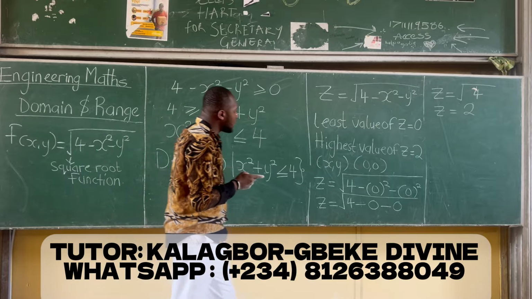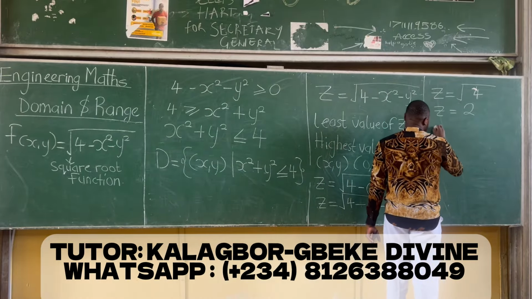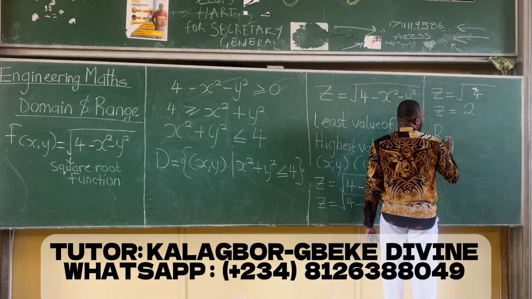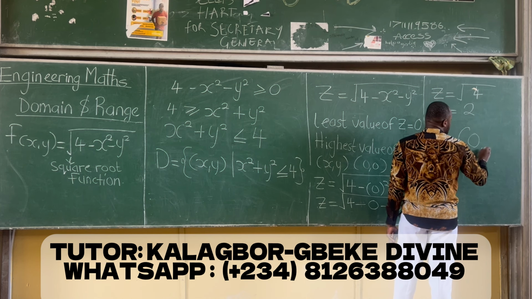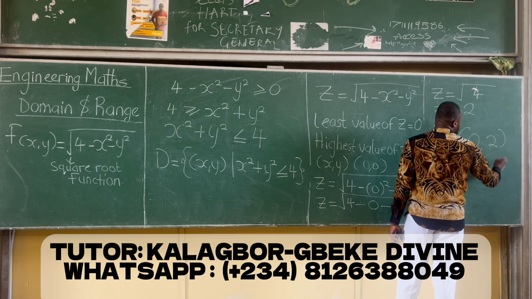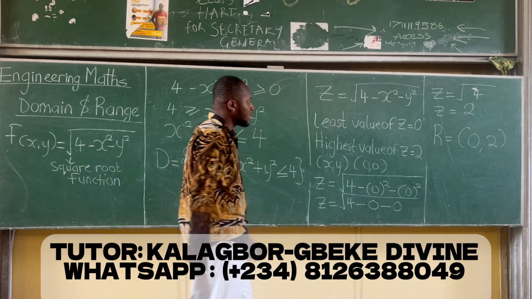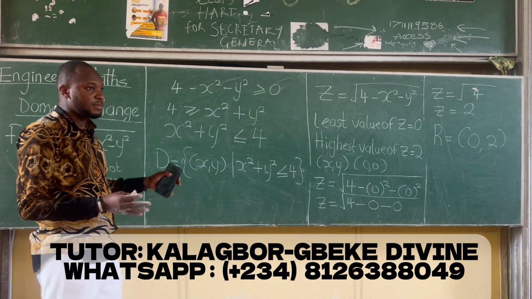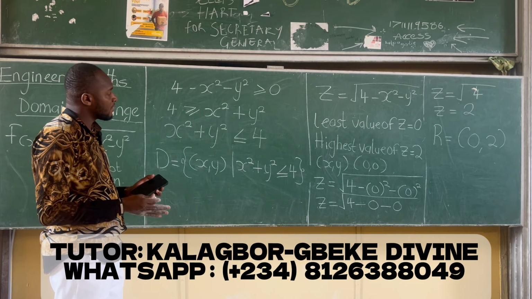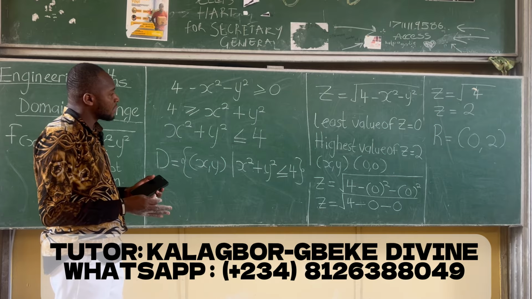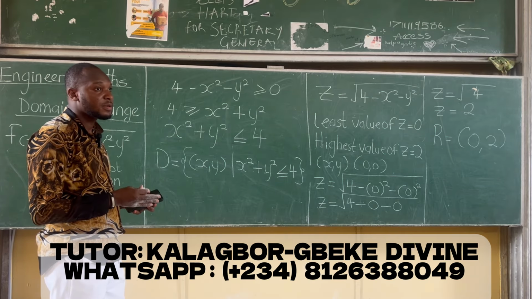Knowing that, we will say that our range will be from 0 to 2. Are you seeing it? That will be our range, from 0 to 2. That will be the least value of z.